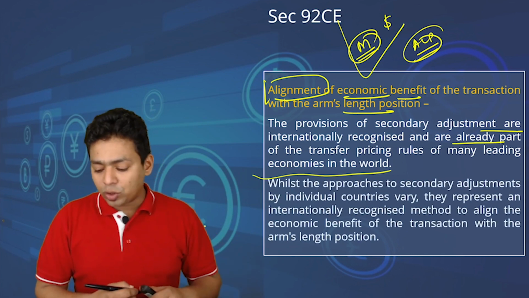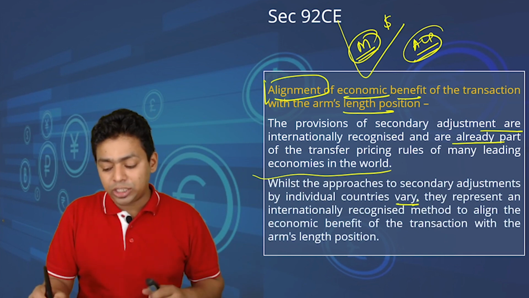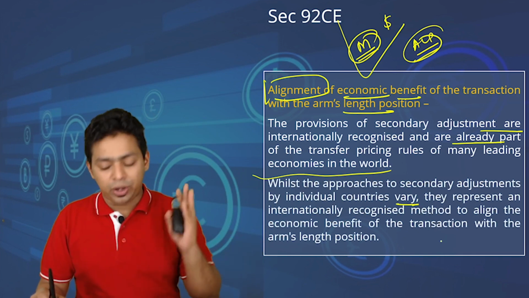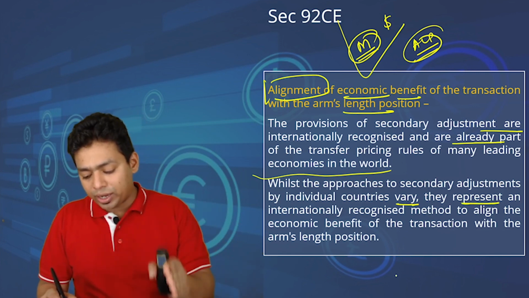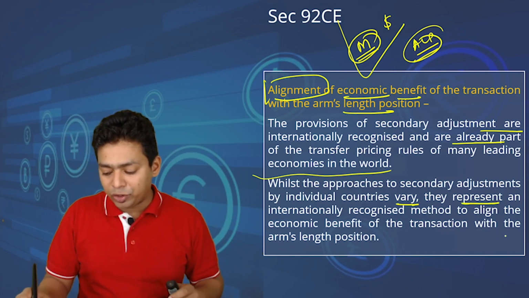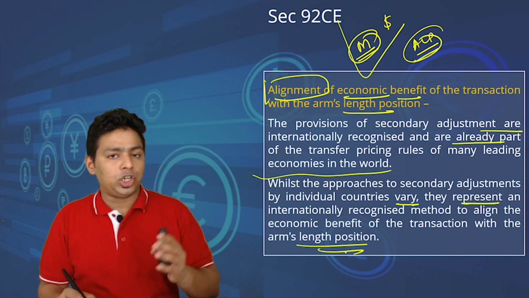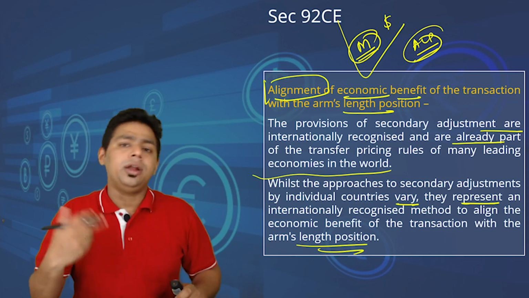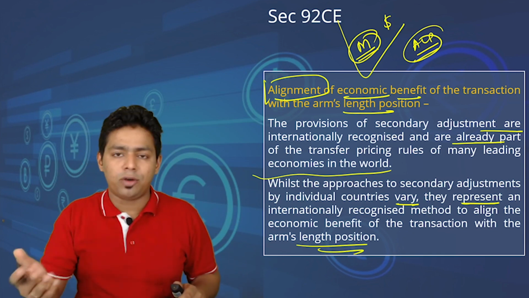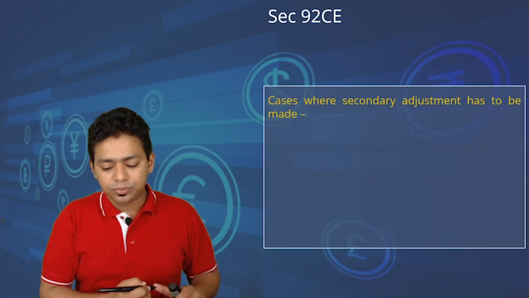Whilst the approach to secondary adjustment by individual countries varies, it changes from country to country, they represent an internationally recognized method to align the economic benefit of the transaction with arm's length positions. Obviously, every country has different methodologies. India has 3 options. Different countries may have different options in this particular rule.